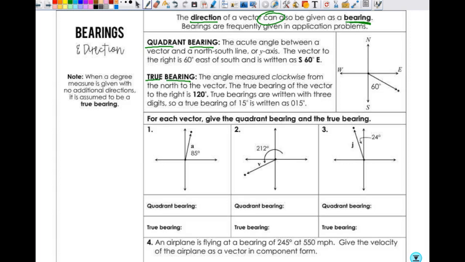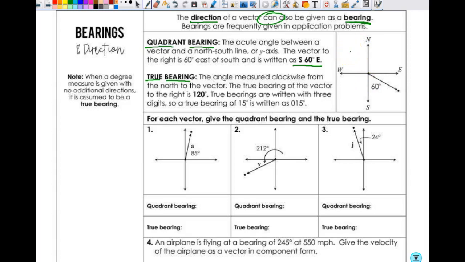Quadrant bearing is the one that will look like this: south 60 degrees east, north 30 degrees west, something like that. It is measured off of the north-south line, or like your y-axis. So this angle here would be south and then 60 degrees east. Or I could go north and 30 degrees west, something like that.